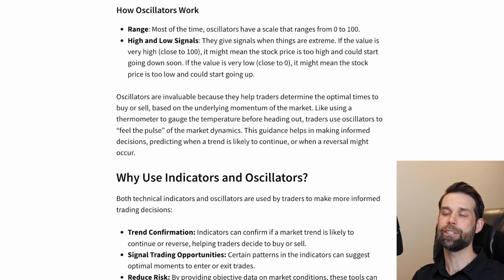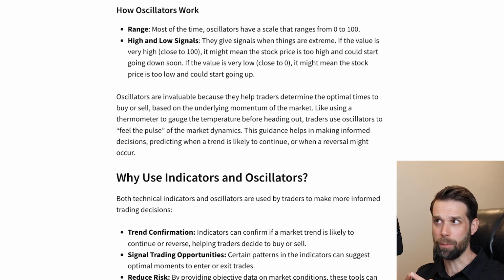So oscillators are very important because they help us traders determine the optimal times to buy or sell based on the underlying momentum in the market. Just like using a thermometer to gauge the temperature before heading out, traders use oscillators to feel the pulse of the market dynamics. And this guidance helps in making informed decisions, predicting when a trend is likely to continue or when it is likely to reverse.